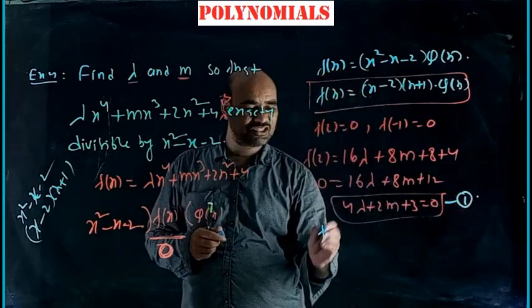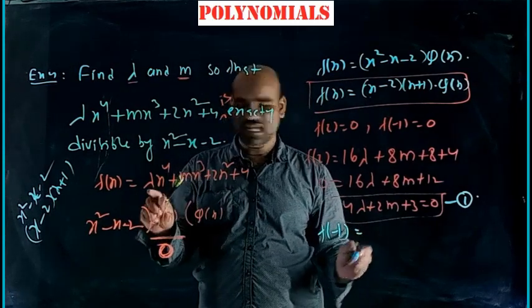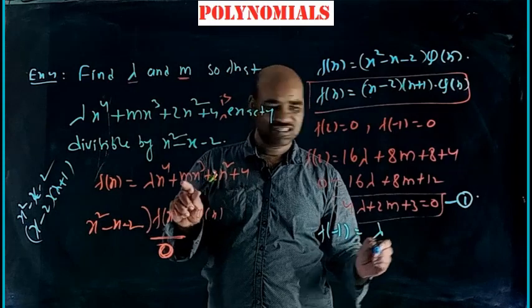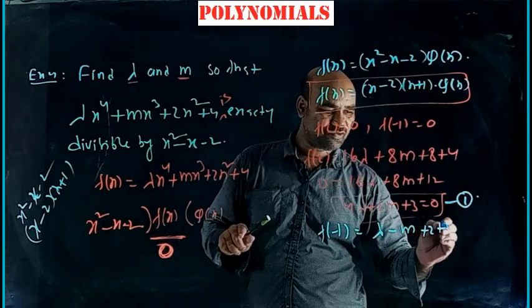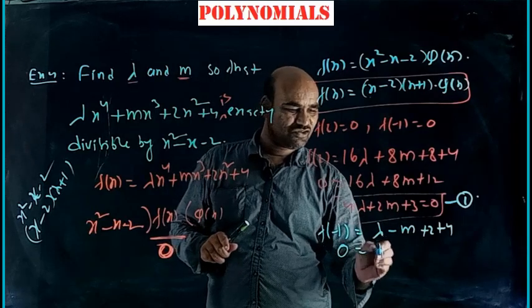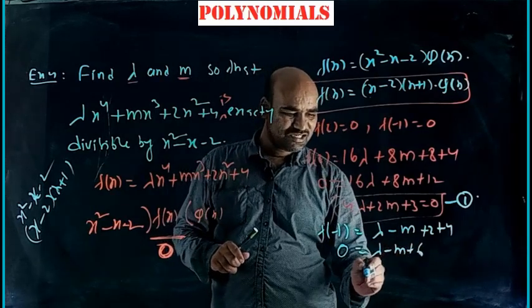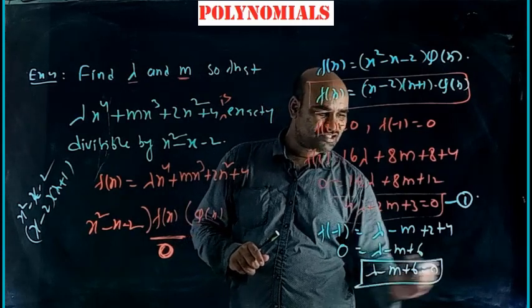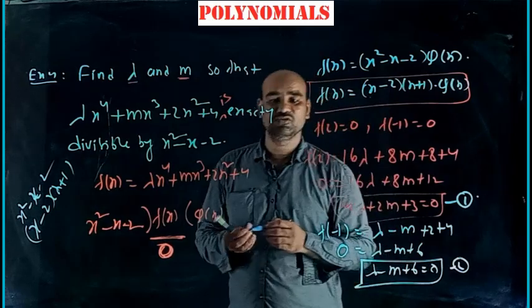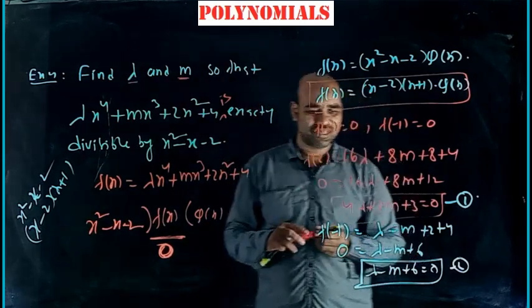So f of minus 1 also equal to 0. Find f of minus 1: minus 1 lambda minus m plus 2 plus 4. Already this is given 0, so lambda minus m plus 6 equal to 0. You got another relation, that is lambda minus m plus 6 equal to 0. I can call this the second equation.